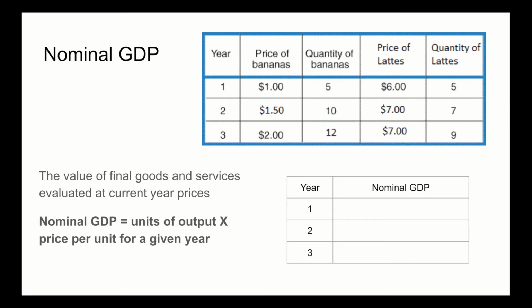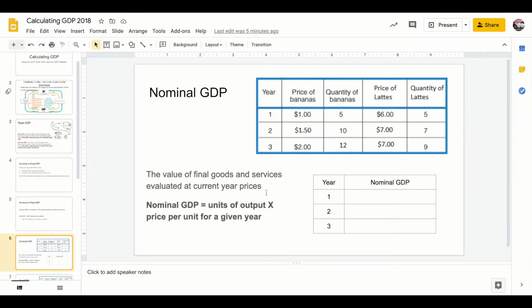So if we look here, I'm going to have to make this smaller so you can see what I'm doing. For nominal GDP, you're taking the value of final goods and services evaluated at current year prices. To calculate it, you take the units of output for this year times the price per unit for a given year. So we've got bananas and lattes. Those are the only two goods being produced in this economy.